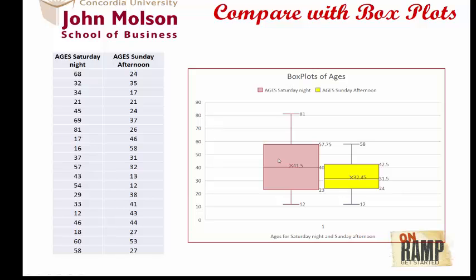I could compare several distributions this way just with the box plot. I can see with the box plot of Saturday night, the age variation from 12 to 81 shows a very big difference. I see the median and the mean are both bigger for Saturday night, so more variation. So it would be interesting if we have many groups to compare.